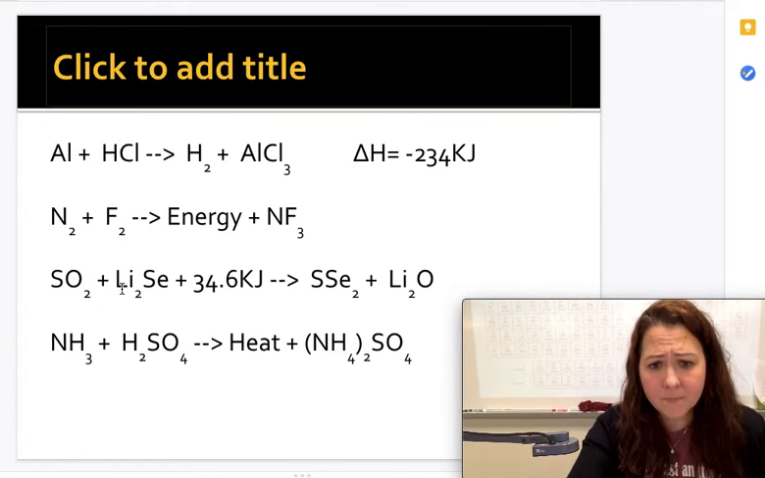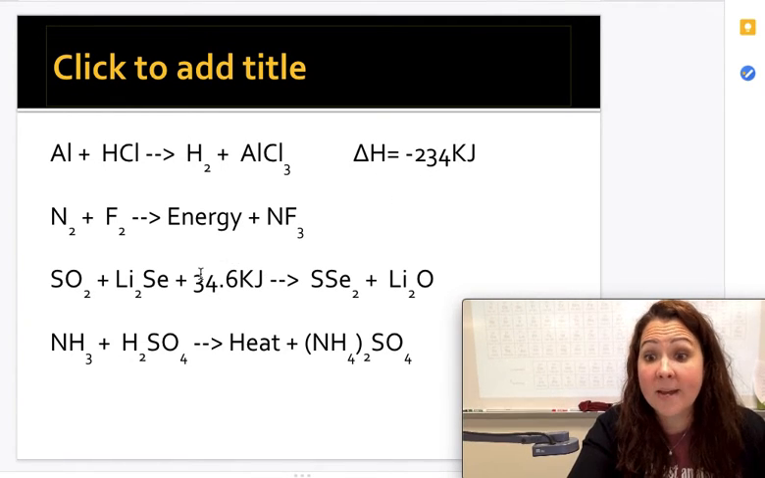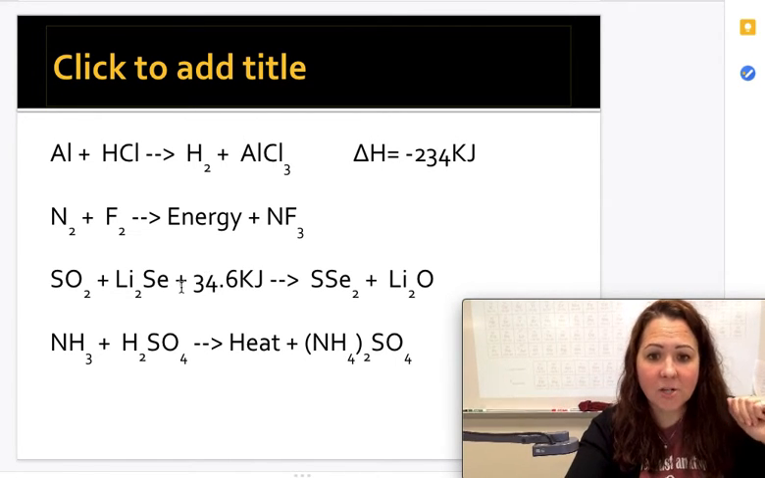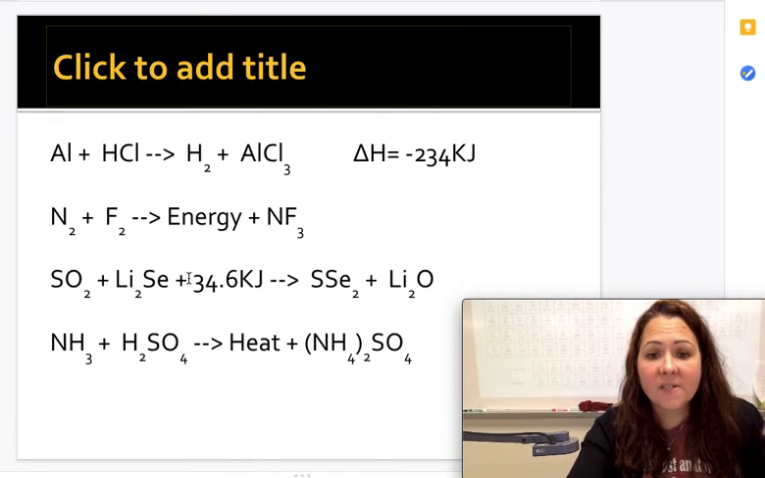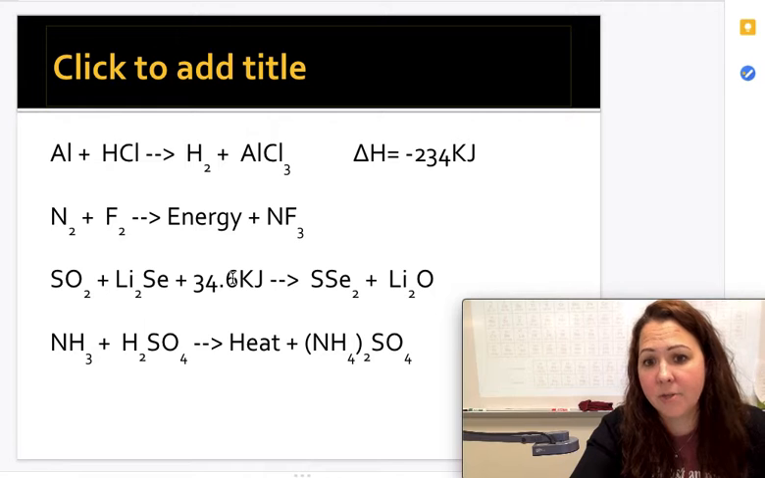This one down here, we have the delta H value. Instead of giving it off to the side, it's written on the reactant side. So when it's written on the reactant side, you can think about it as heat entering into the reaction with the reactants. So if it's entering into the reaction with the reactants, that is called an endothermic reaction. If it was written over here, it would be exothermic, but it's written on the reactant side.